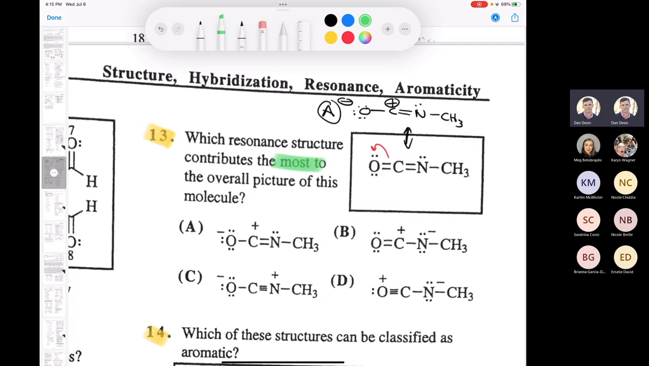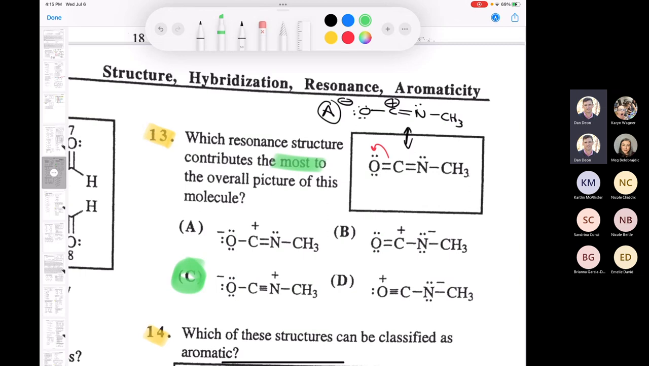I would agree with you, Karen. I think it's C. Why did you answer C? How did you know that? There's something special about C. Because of the charge distribution between nitrogen and oxygen, and the octet. Exactly. It's the octet rule, isn't it? It's the only resonance contributor that, like Karen says, follows the octet rule. So she's right. The answer is C.